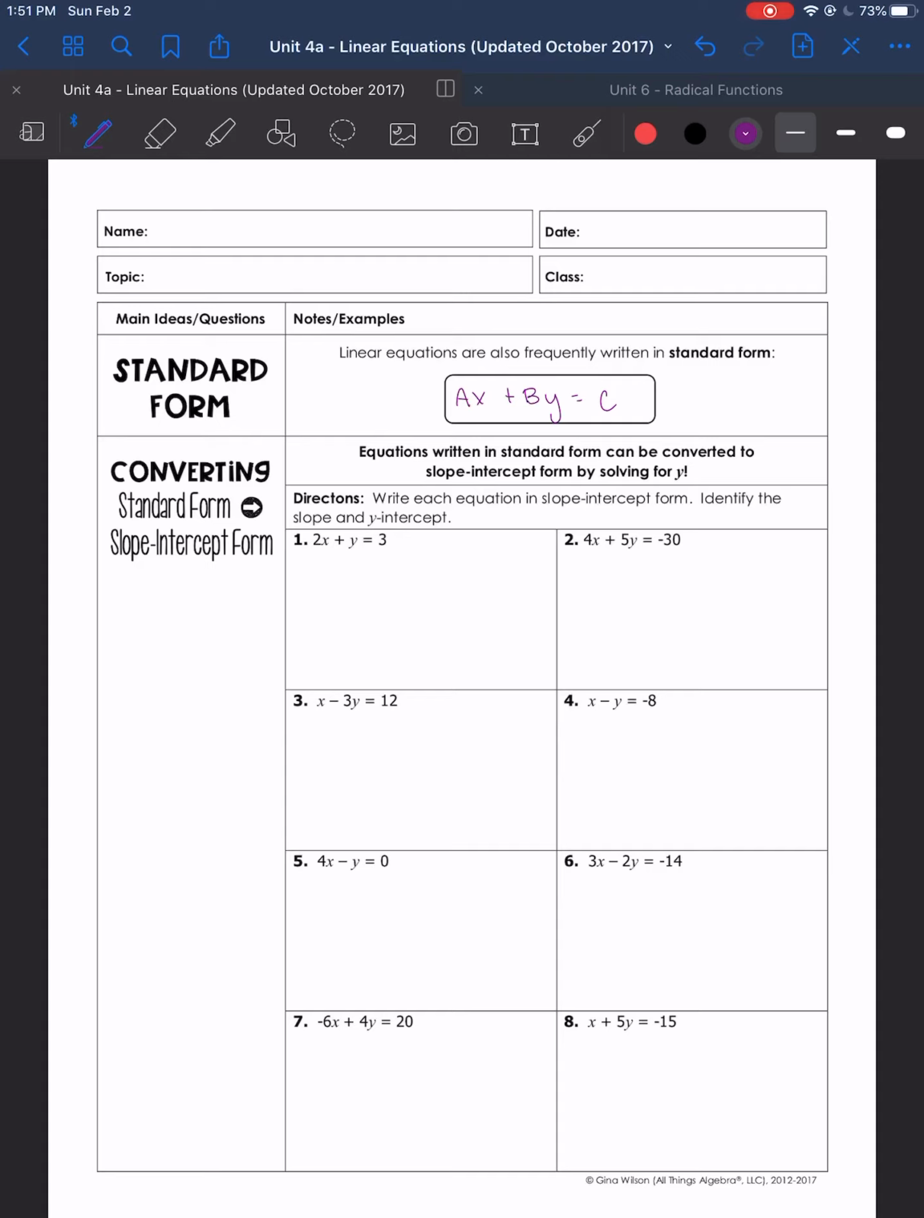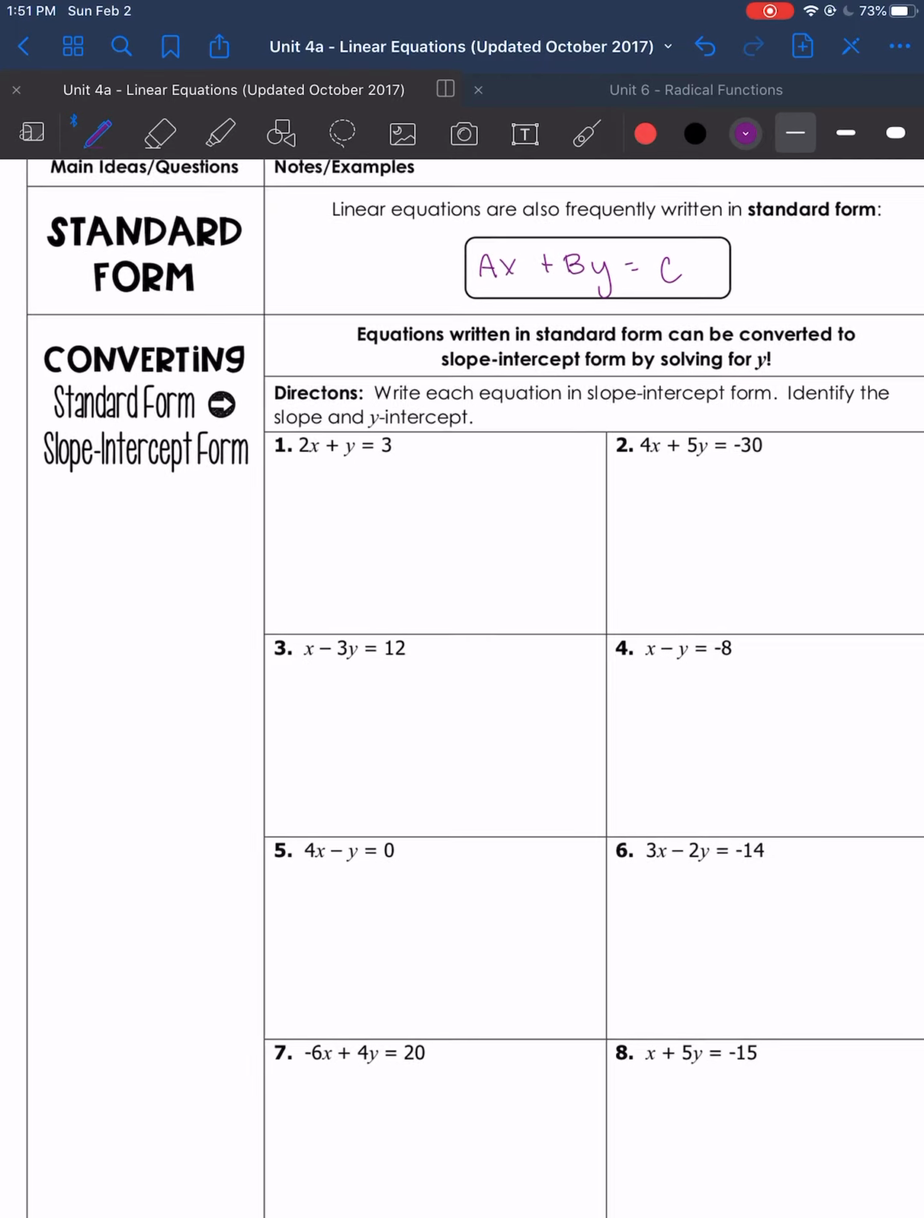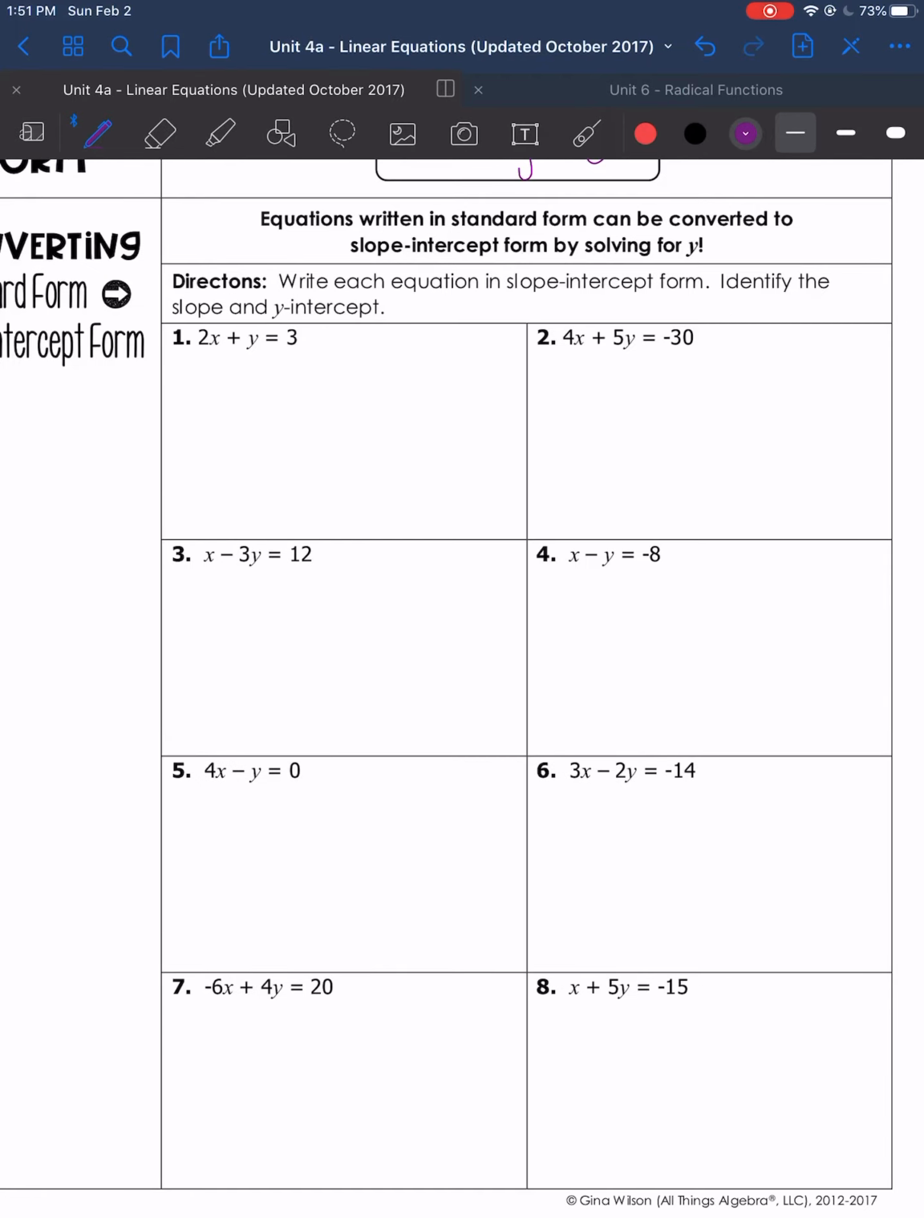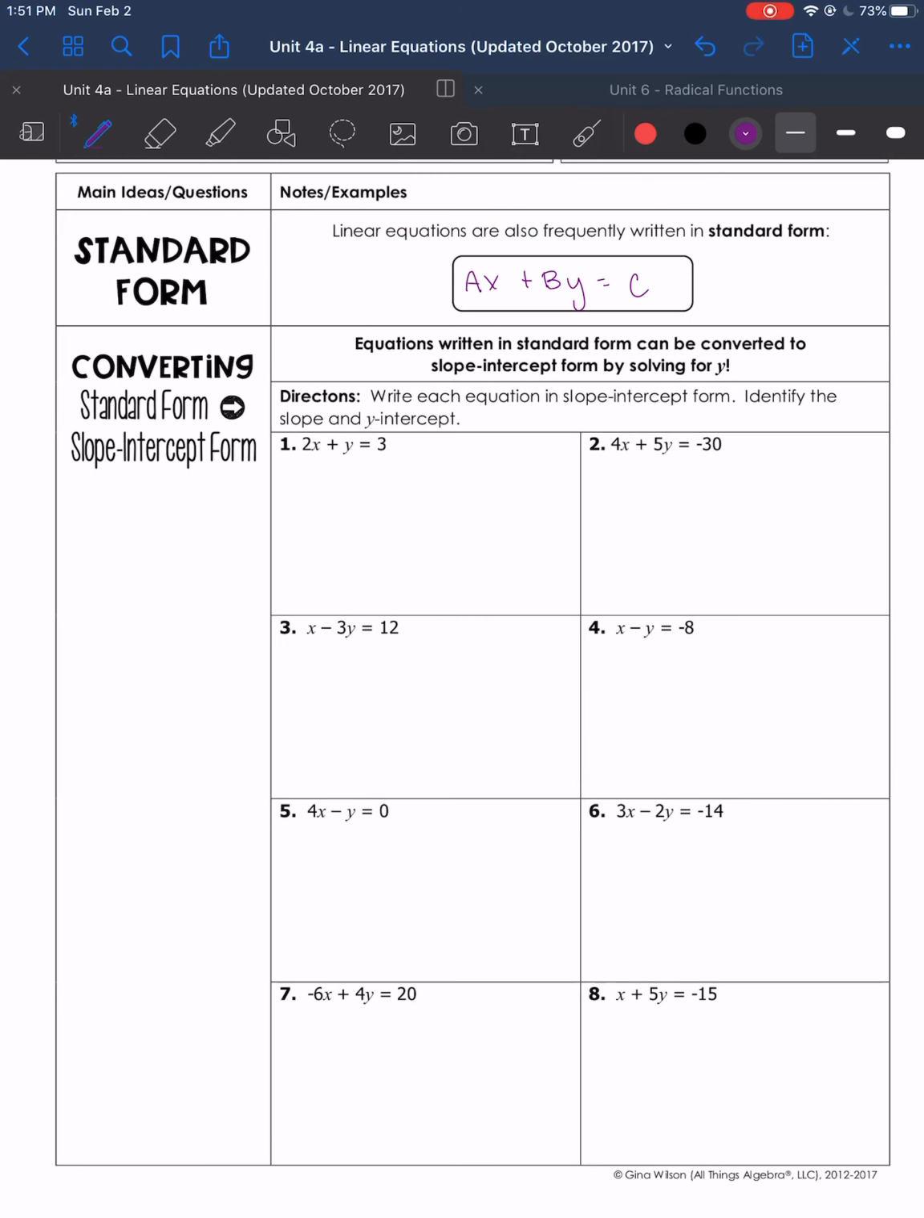So we're going to do the odds, and we're going to convert from the standard form into slope-intercept form. If you remember, slope-intercept form is y equals mx plus b. So in other words, we're just going to be solving for y. And then once we solve for y, we're going to identify our slope and our y-intercept.